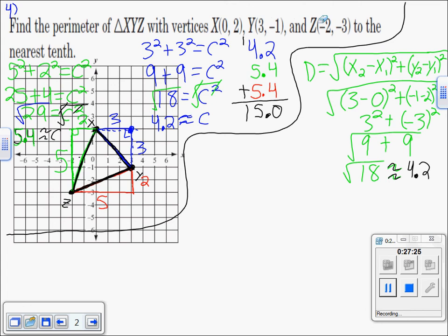So now you do the distance formula for the next side. We'll do y and z. So we're going to do these two. I'm going to do it right next to it. For this one, the x went from 3 to negative 2. So negative 2 minus 3 tells us the change, and negative 2 minus 3 is negative 5. So we have negative 5 squared. Now let's do the change in y's. It went from negative 1 to negative 3.